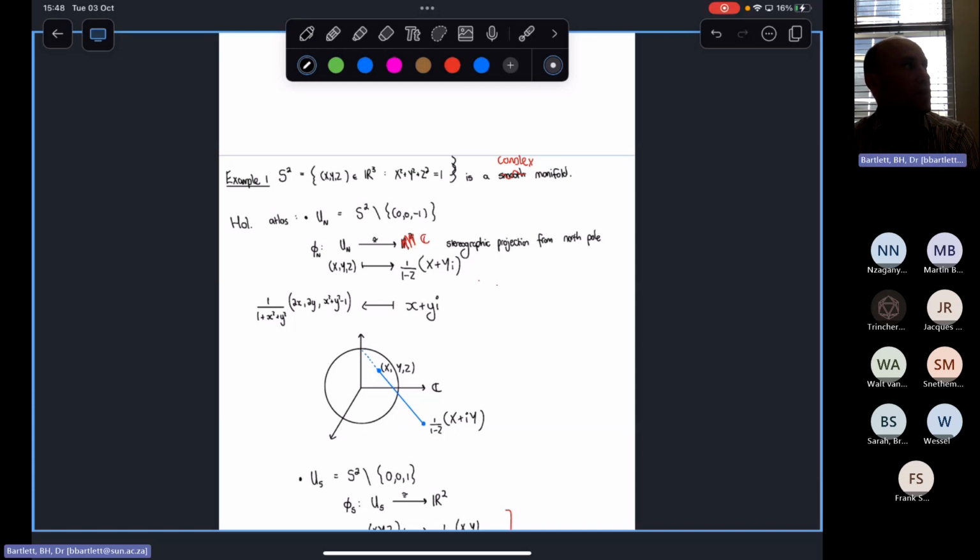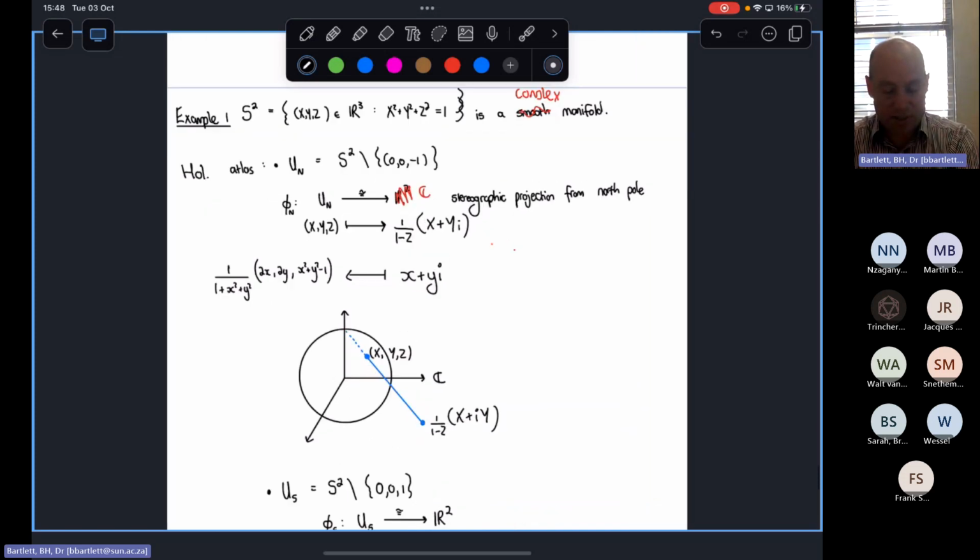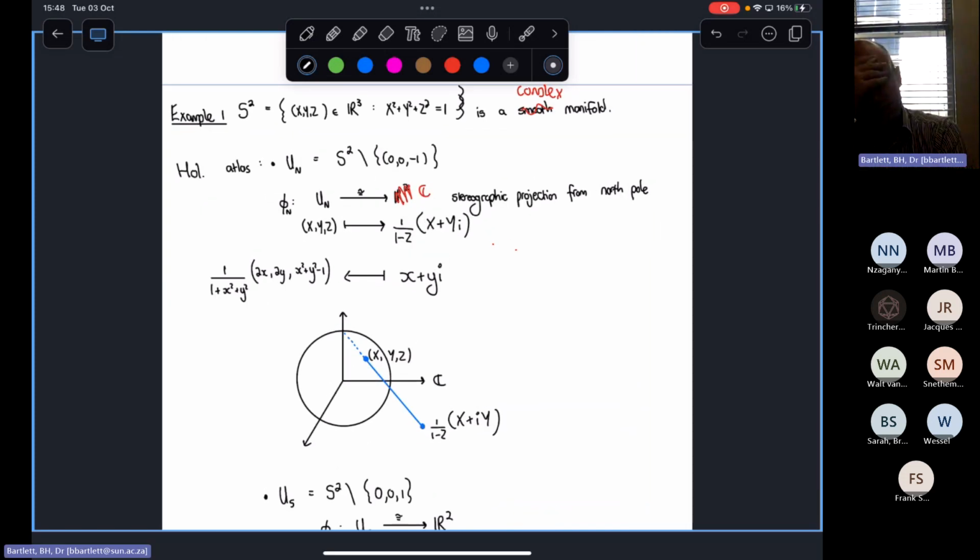I can't be projecting from the North Pole. Something's gone wrong here. I'm supposed to remove (0,0,1) here, and here I should be removing (0,0,-1).